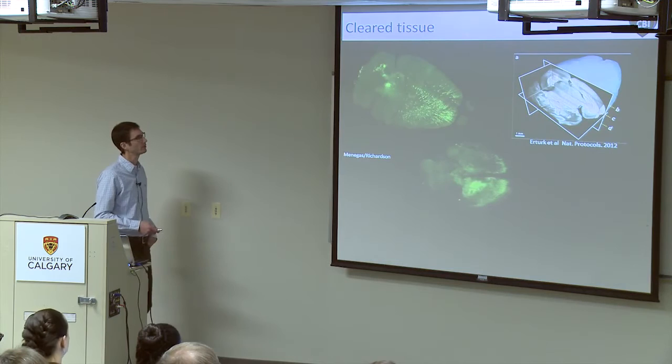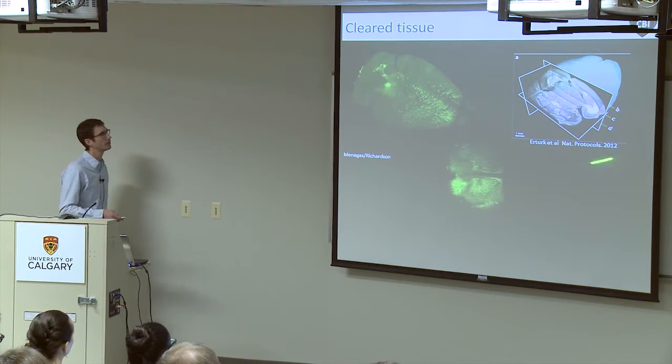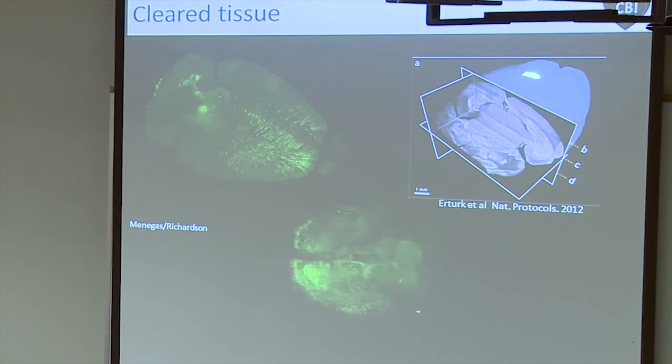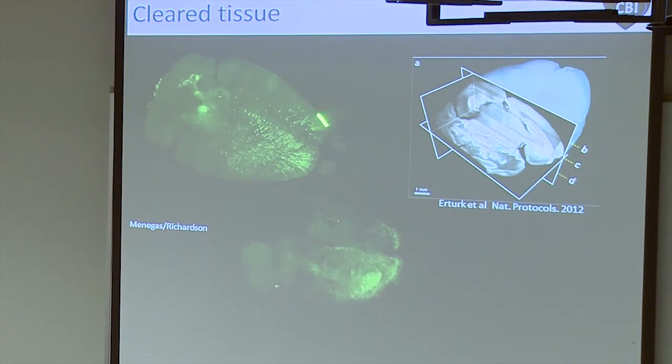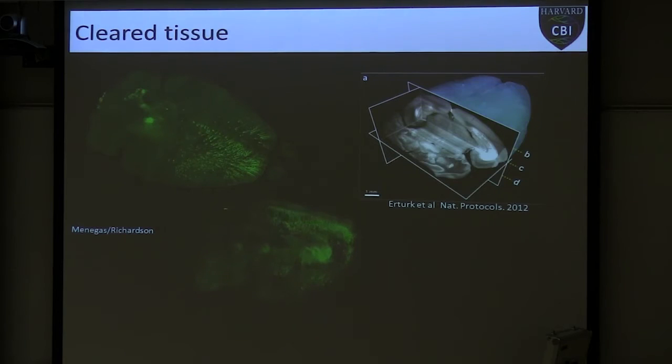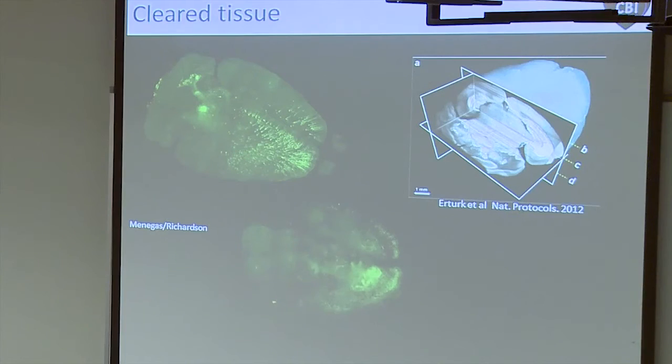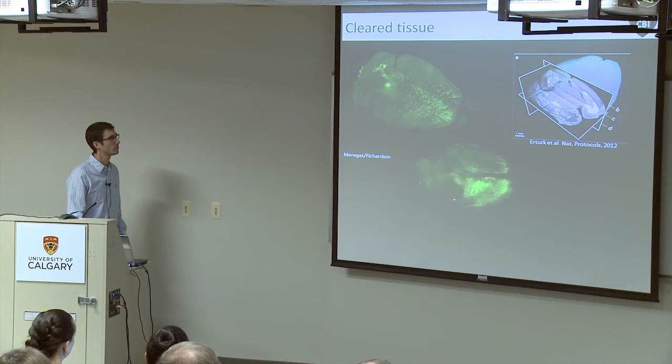This is just a quick example of a couple samples that we had. This is the one that I showed you earlier from the Ertürk group, or the 3DISCO group. These are a couple that we did using the CLARITY technique. This is just a subset of neurons in the brain labeled with GFP. And that's just another 3D reconstruction of a different brain that we did so that you can see it. We'll talk more about tissue clearing after the break, but I just wanted to give you a couple examples of how it's done and what it looks like.